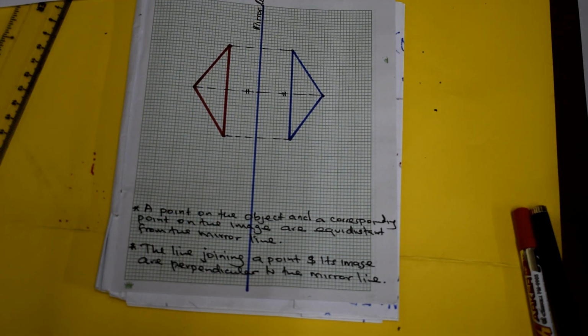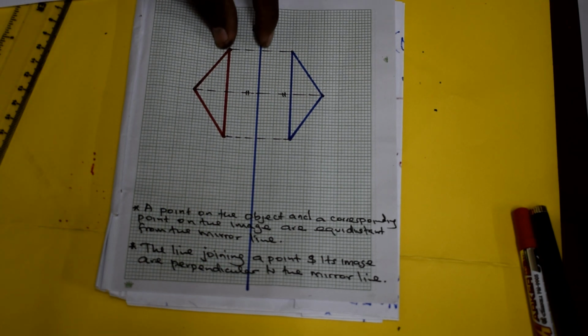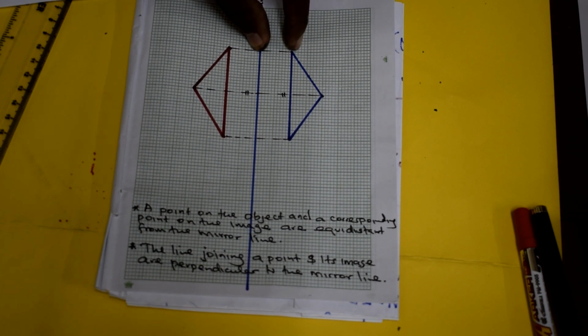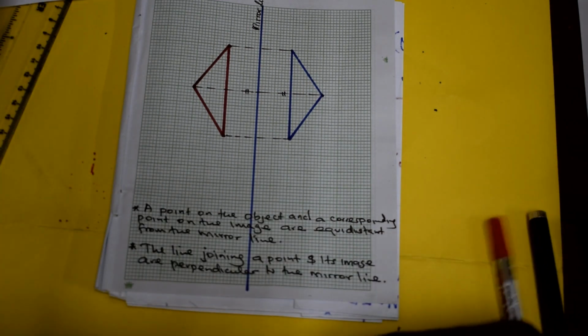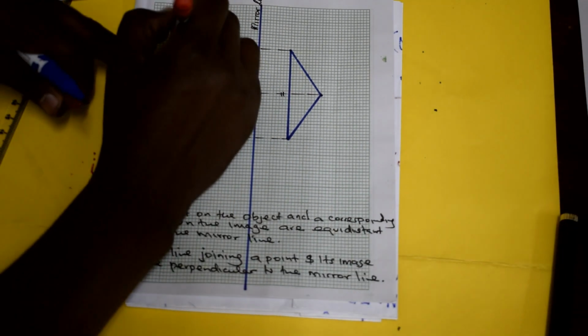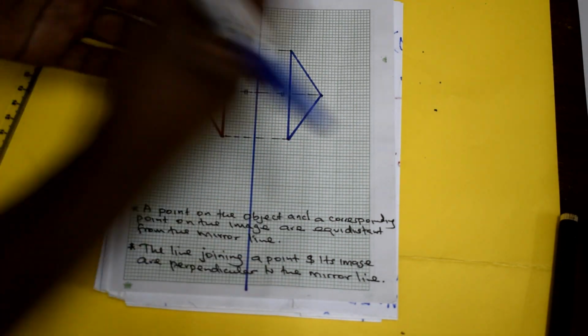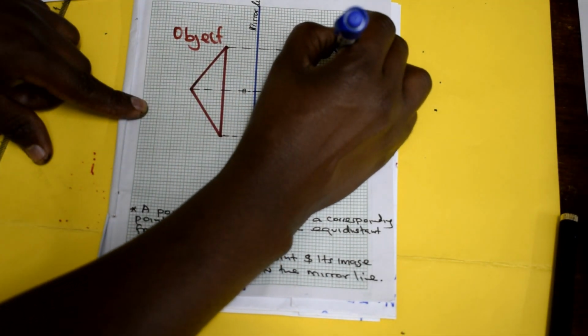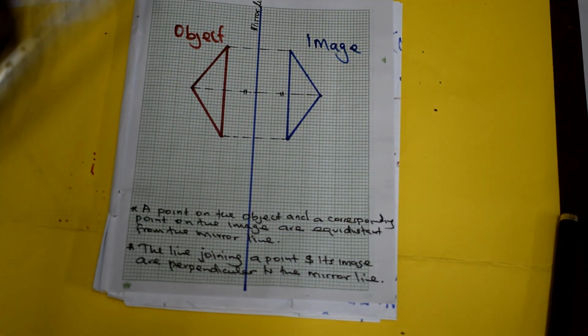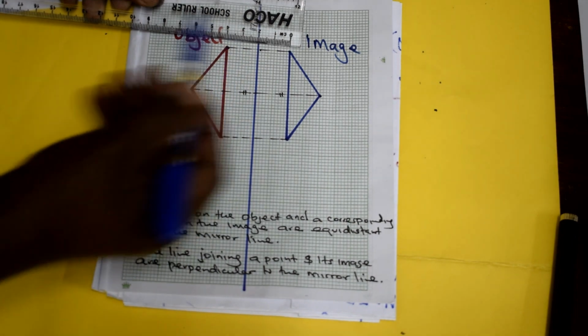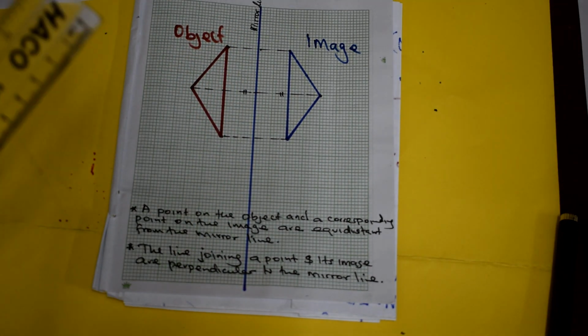And I want us to identify some of the key points about reflection. One is that the line from the mirror line to the object and the line from the mirror line to the image, so if this is our object side and this is our image, we are going to identify that this distance, if it's measured, would be equal to this distance. So we call them equal distance or equidistant.